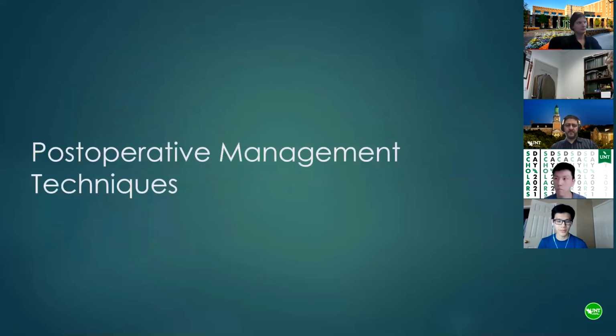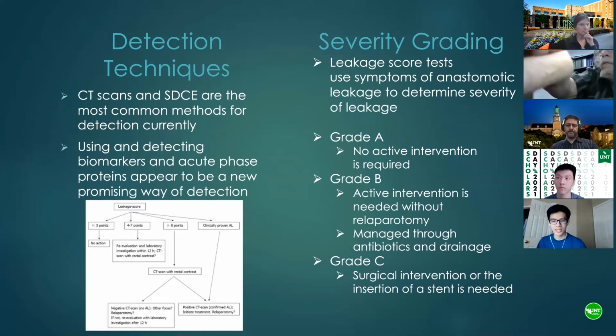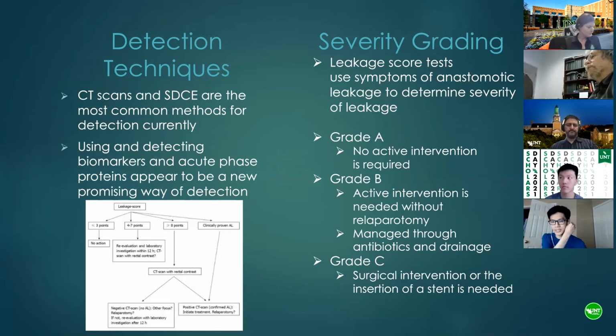Okay, so postoperative management techniques. First, to detect anastomotic leakage, a CT scan or SDC are the most common methods. However, using and detecting biomarkers in acute phase proteins is a new promising way for detection. After detection, a severity grading score will usually be given, and they're classified into 3 grades, grade A, grade B, and grade C, depending on the amount of intervention needed to treat the anastomotic leakage.